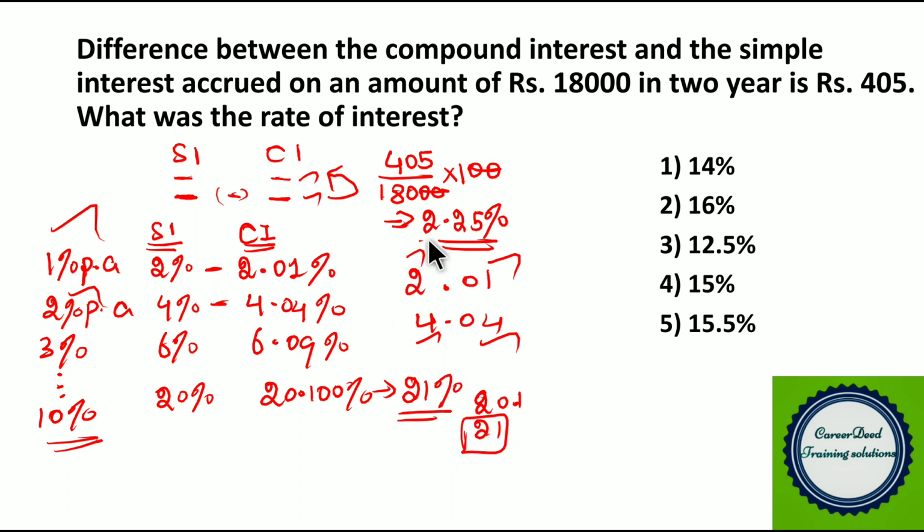Now you are getting 2.25, so definitely the difference will be 225, and 225 is 15 squared, so 15 squared is 2.25. So for 1 year in simple interest, if it is 15%, for 2 years this will be 30%. In compound interest, you get 30.225, which you write as 32.25. So for 15%, you will get this difference. So the answer for this question is 15%, that is option 4.